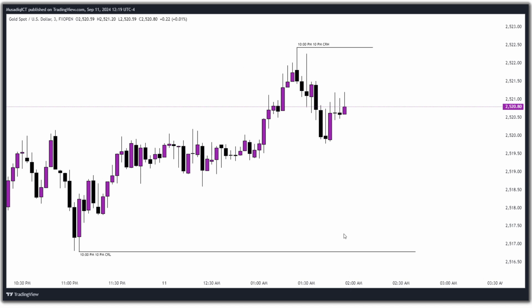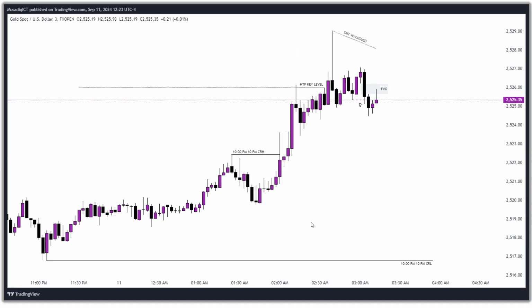So this is 2 a.m., which is the start of the London session, and we'll be looking for the high to be taken after sweeping this high, or the low to be taken after sweeping this low. Now you can see this 10 p.m. CRT has been taken out. We have the high time frame key level, and then we shifted market structure. We'll be entering from that fair value gap, and we'll be looking for this candle range low to be taken out.